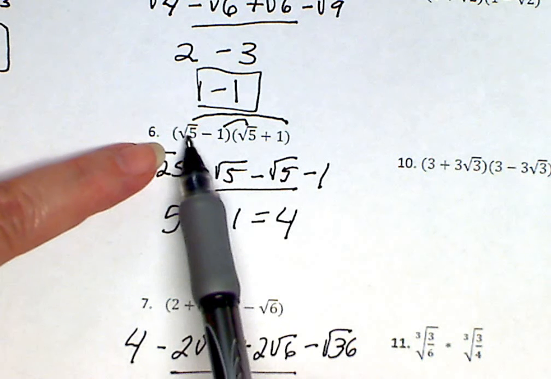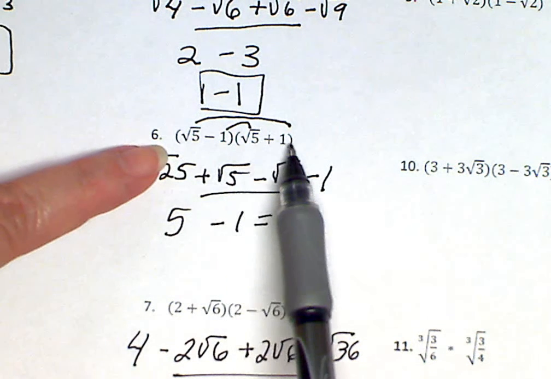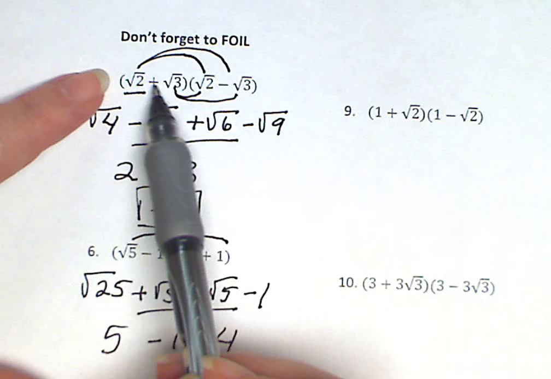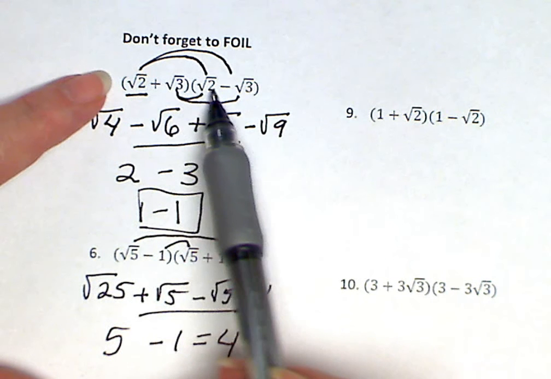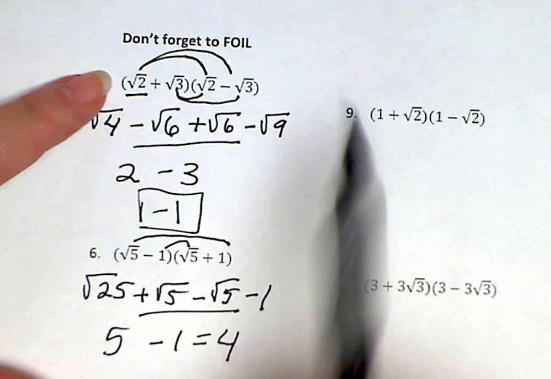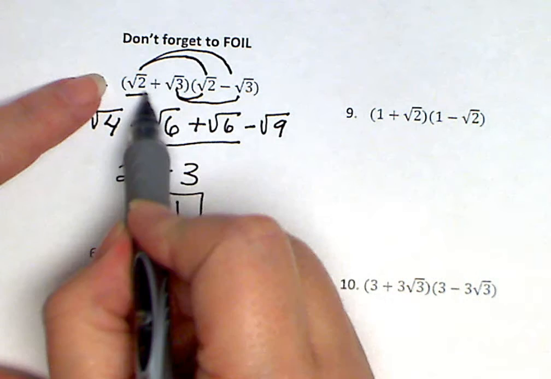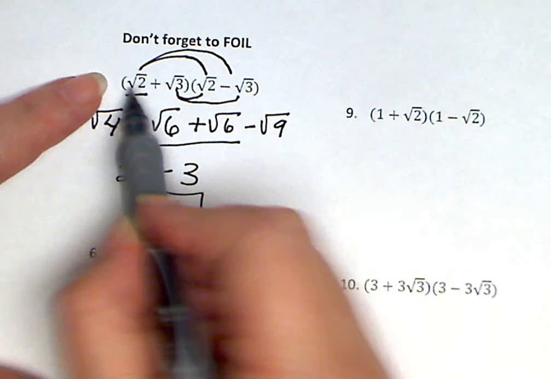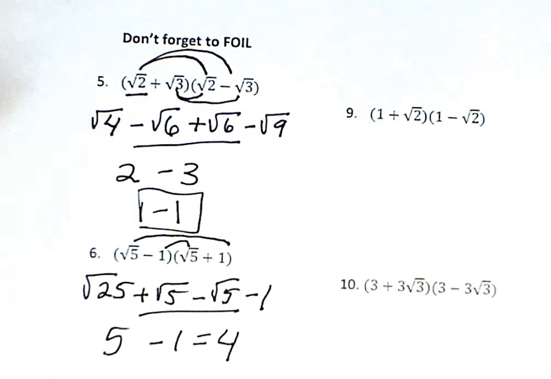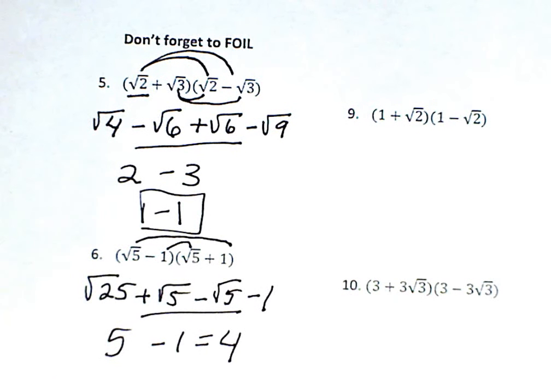See, it says square root of 5 minus 1, square root of 5 plus 1. Square root of 2 plus the square root of 3, square root of 2 minus the square root of 3. So for the middle to drop out, it has to be the same thing that you're multiplying, except one has to be positive, one has to be negative. Those are called conjugates. We're going to be using this in today's lesson. So it's very important that you understand this.